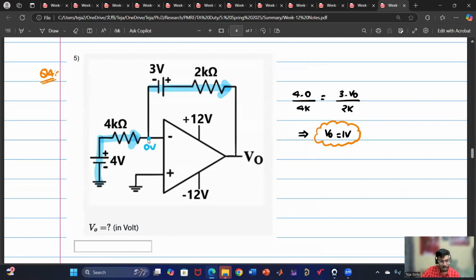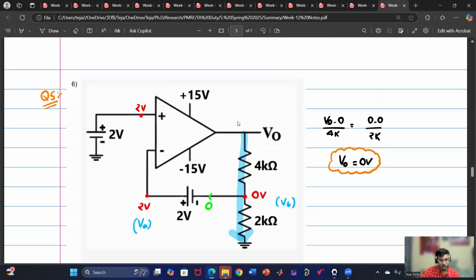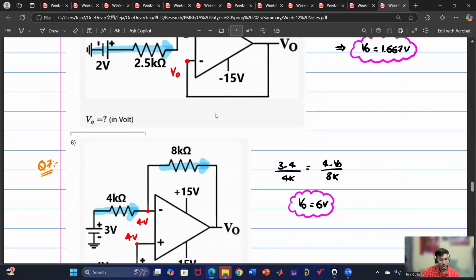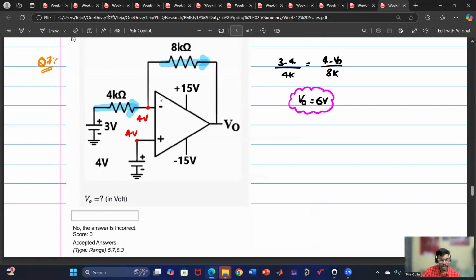One is virtual short: the non-inverting terminal and inverting terminal have the same potential, and the current entering the op-amp is 0, and then KCL. These are the three things I have used to solve a wide range of problems. All the problems are almost the same. Only they're a little bit different, but don't be tensed or worried looking at the circuit.